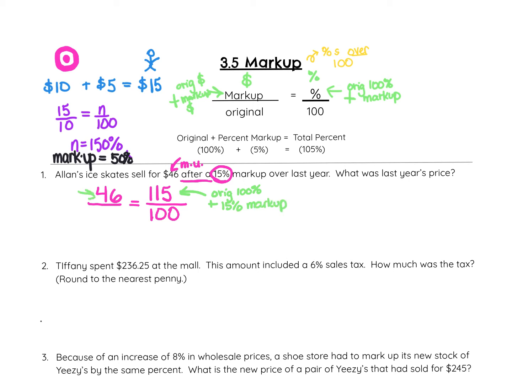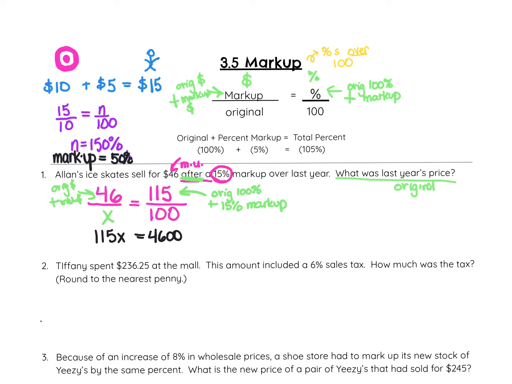On this side, because of this word after right here, we know this is the original dollars plus the markup dollars. I'm just going to write MU for markup dollars. We're looking for last year's price, or in the case of our proportion, original. So this is what we're looking for here.